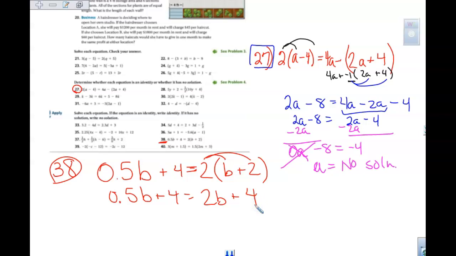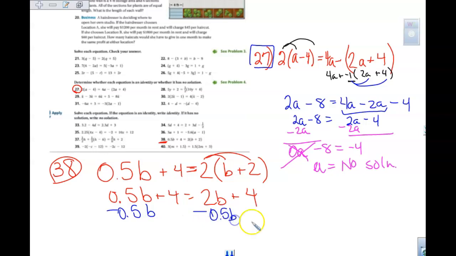So you're kind of thinking, oh, they both have a plus 4, so let's get all your variables on one side first. Our larger variable is 2b, and the reason we always want to get rid of the smaller one is later when we do inequalities. Because with inequalities, if it's negative in front, then you have to switch the inequality. So in this case, I'm going to subtract 0.5b from both sides.